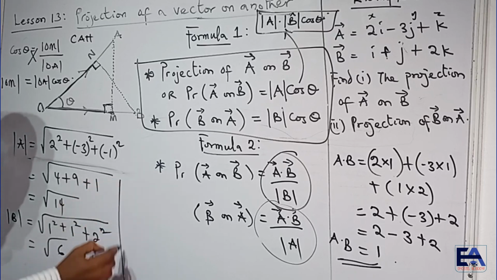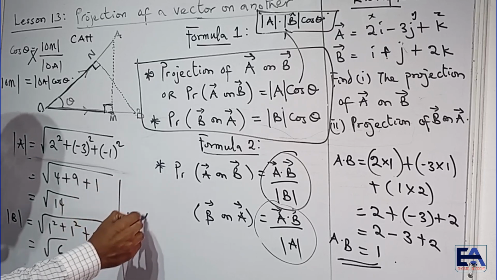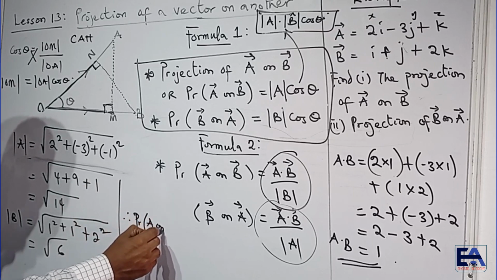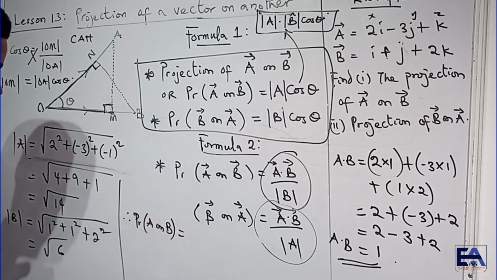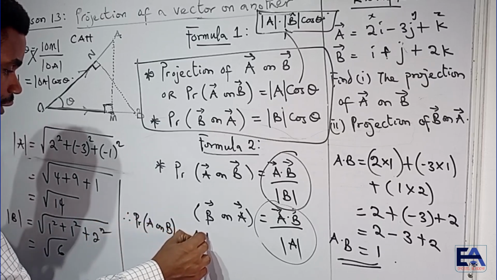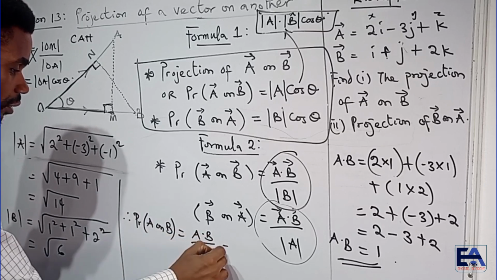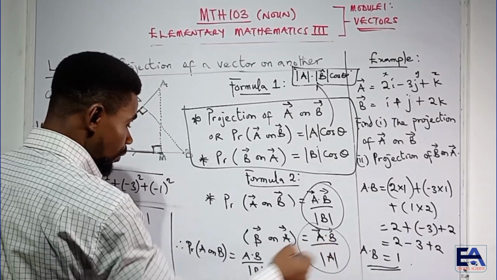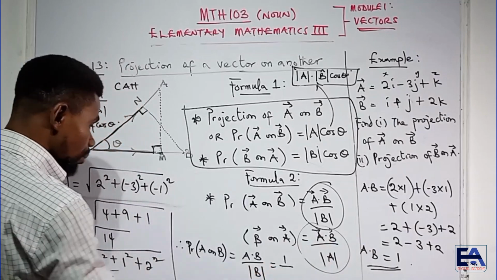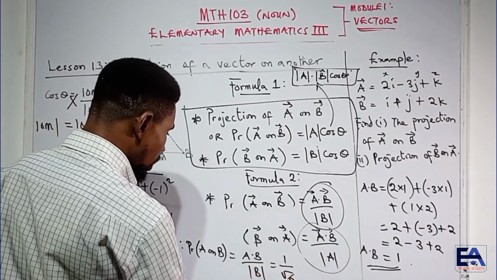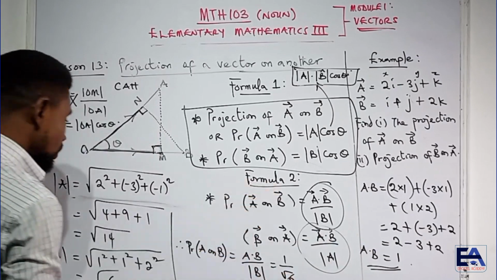All right, so now, therefore, the projection of A on B is going to be A dot B divided by the magnitude of B, right? So which is 1, the answer we got earlier, divided by the magnitude of vector B, root 6. That's the answer. You can use a calculator to get the decimal.